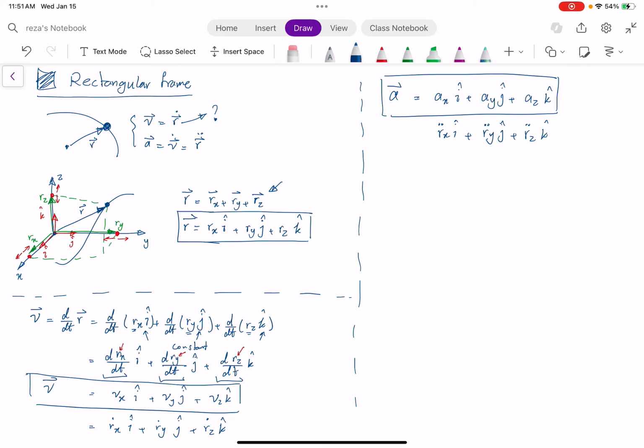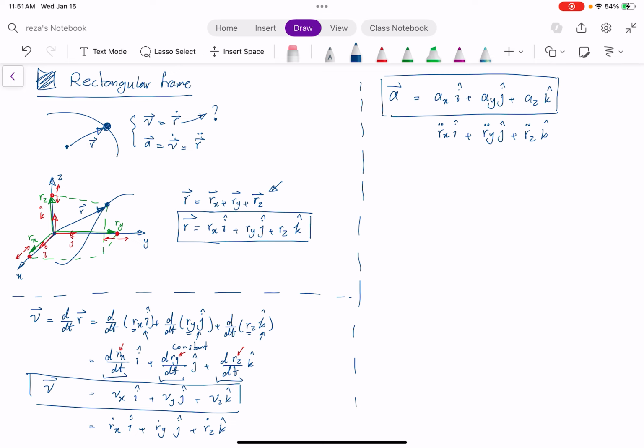So with the rectangular frame, it becomes really easy to go from position to velocity to acceleration, or the other way around using integrals. And that really helps us with calculation, this nice separation.